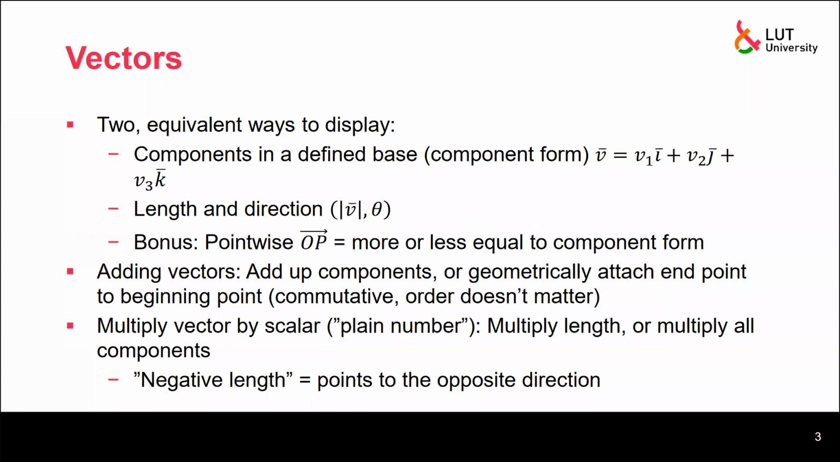Yeah, multiplying a vector by a scalar: multiply the length if you have the length and direction, or multiply all components if you have the component form. And if you multiply with a negative number, then it points in the opposite direction. Similarly, subtracting vectors is essentially multiplying the vector to be subtracted by -1 and then adding up the vectors.